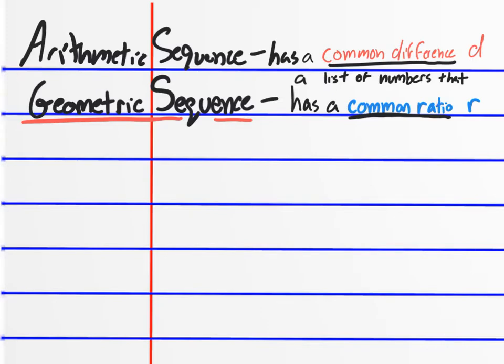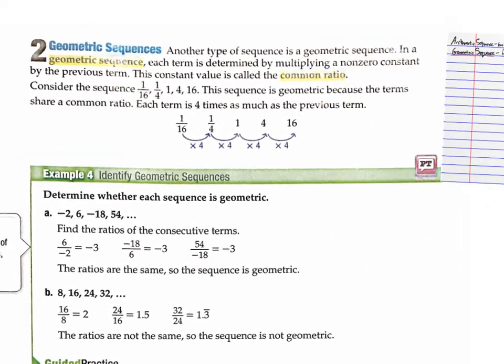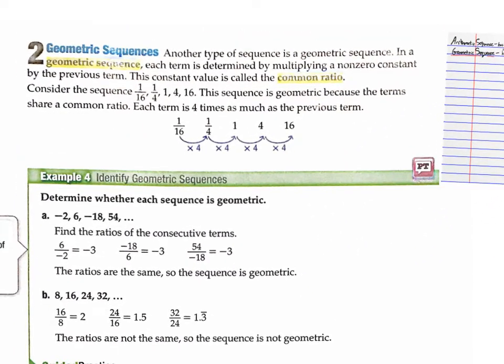A rational number has the word ratio in it, and a ratio is really a fraction or a decimal. So a geometric sequence is a list of numbers that has a common ratio, a common fraction. Now let me show you how to get that fraction. Just like before, when you had a list of numbers and you wanted to check for a common difference, like is there a common difference right here?